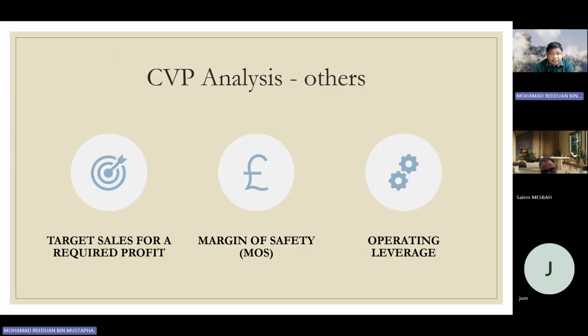Okay, so this is the other analysis for CVP analysis: your target sales for required profit, your margin of safety and operating leverage. This is why you should analyze your CVP analysis.